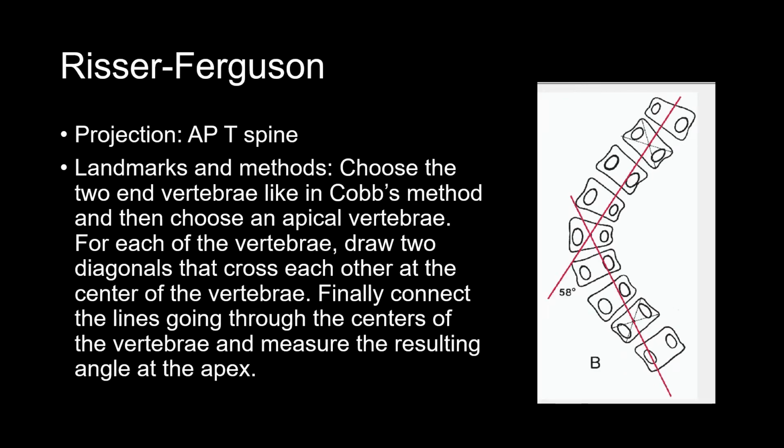The Risser-Ferguson method is similar, but instead you still use the lowermost and superiormost involved vertebral bodies, but you draw an X to find the center. And the reason why this is not preferred is it can be a little bit more difficult to find that center based off of the way the image looks and or the morphology of the vertebral body itself.